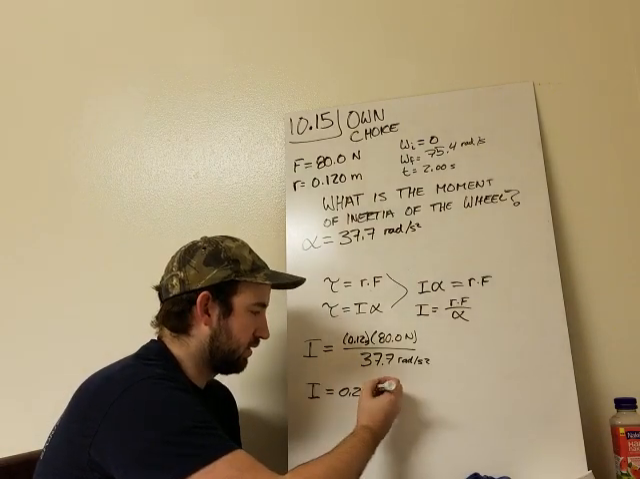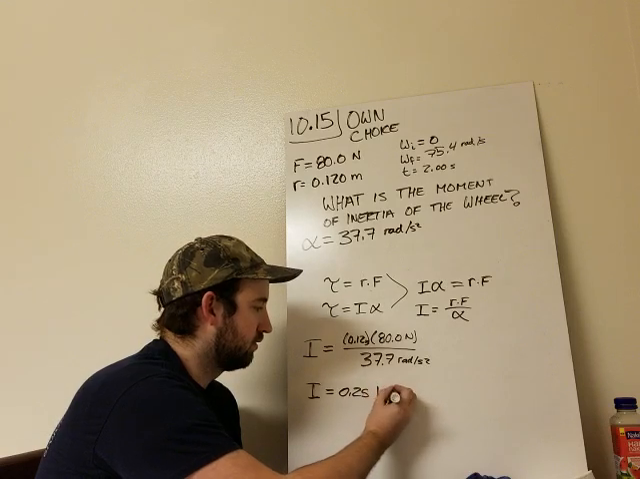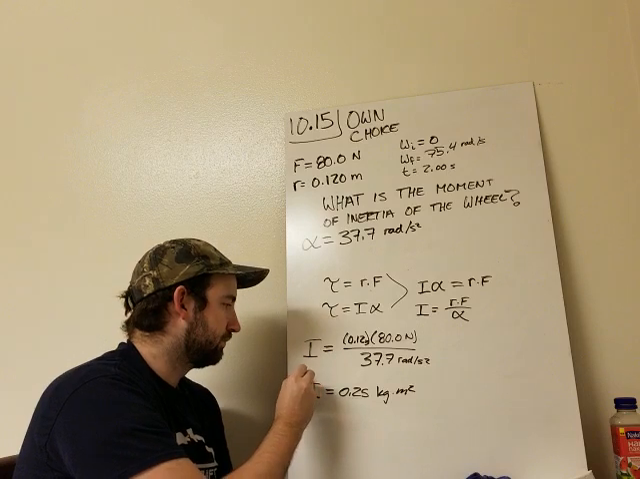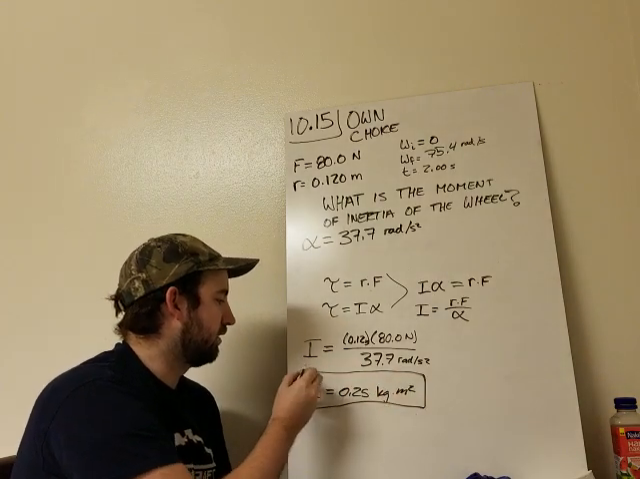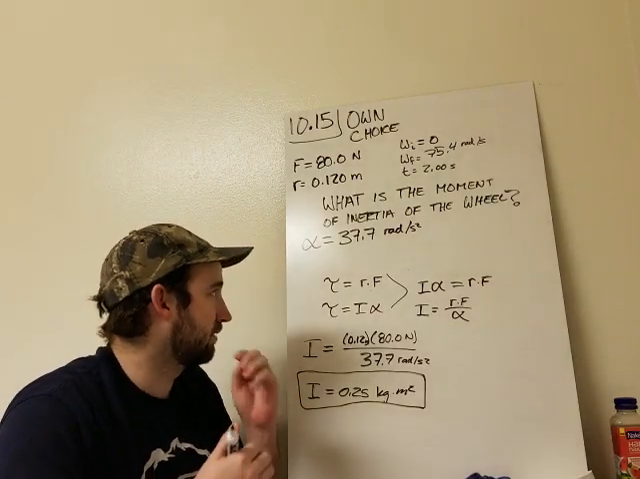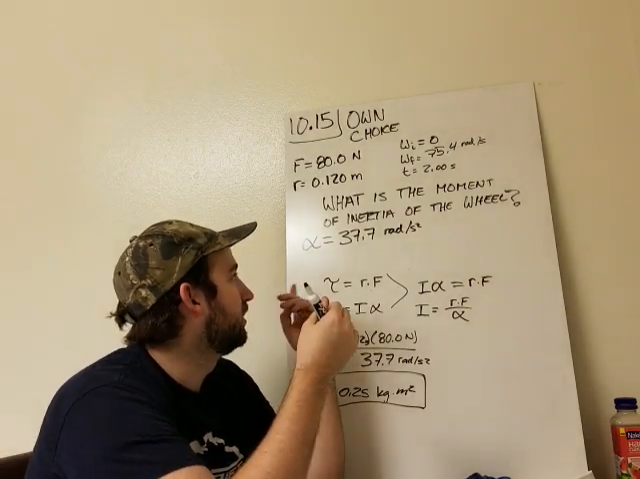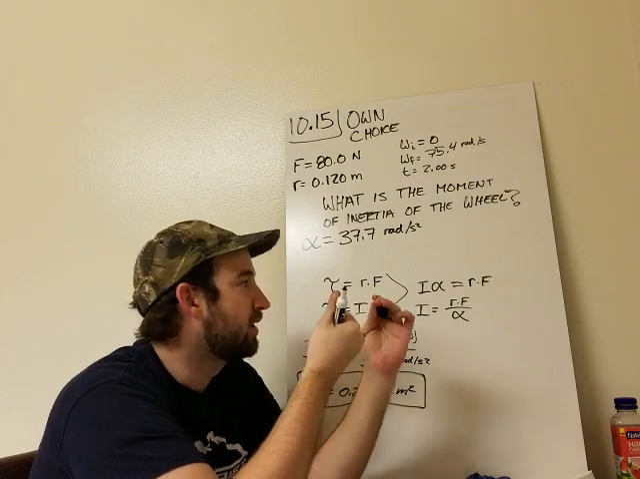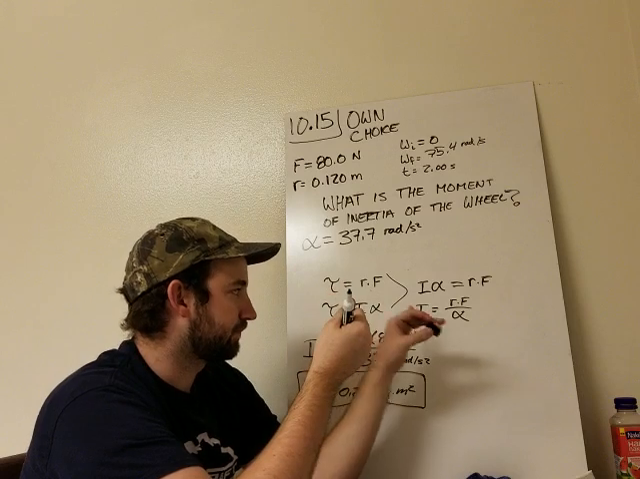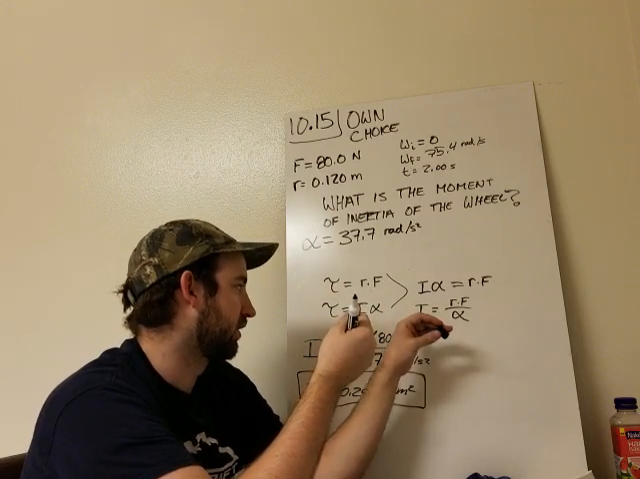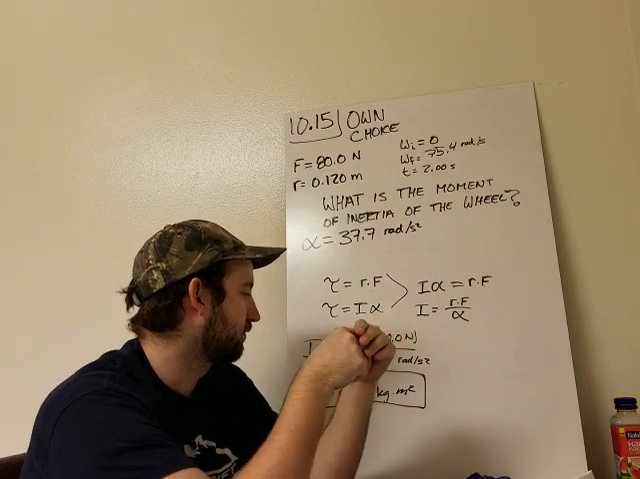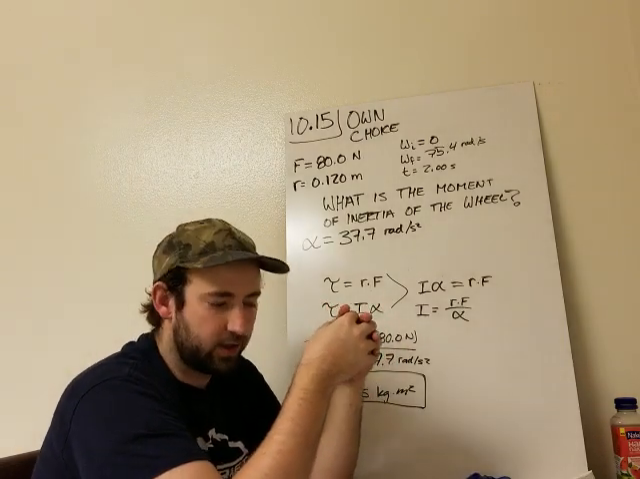And of course that's kilograms times meters squared. So that's how you find the moment of inertia. As a recap, first of all, we found the angular acceleration. Then we combined these two torque equations, solved for the moment of inertia, plugged everything we knew in, and we got 0.25 kilogram meters squared.